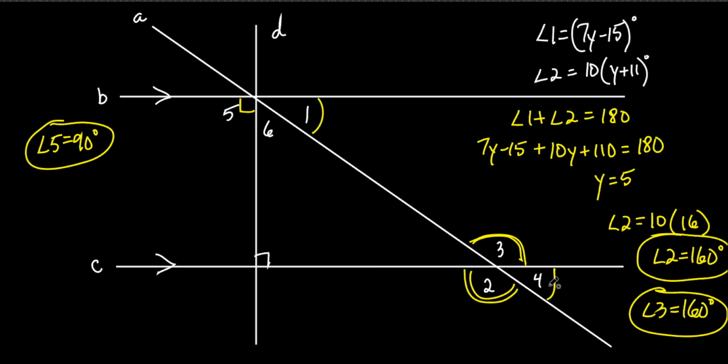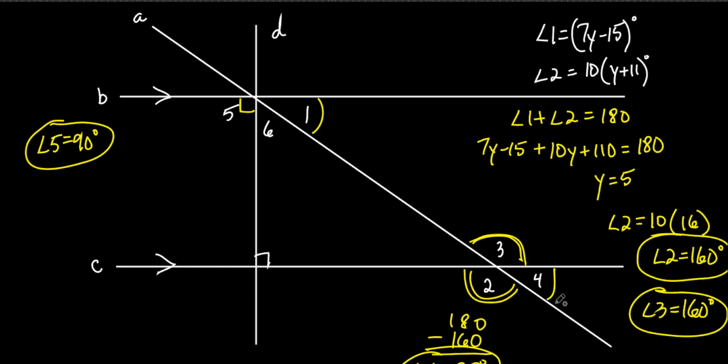Now I should be able to find angle 4 pretty easily. So what do 2 and 4 do? They add up to 180, right? So 160. Well, let's just do the math. You know how to do that, right? 180 minus 160, which is 20. And that's angle what? 4. All right, so that's 20. It's degrees, so put degrees in there.